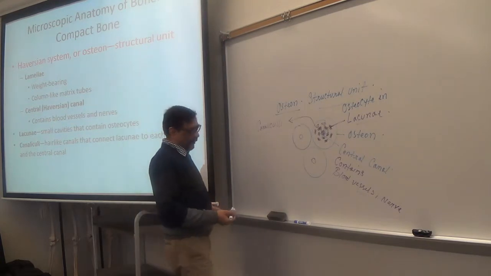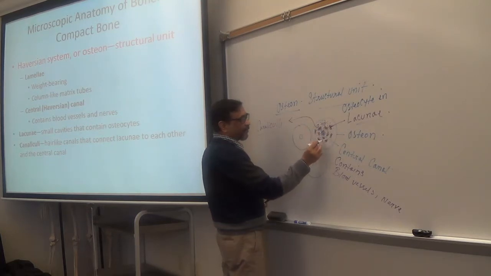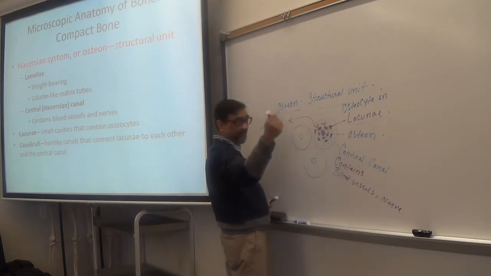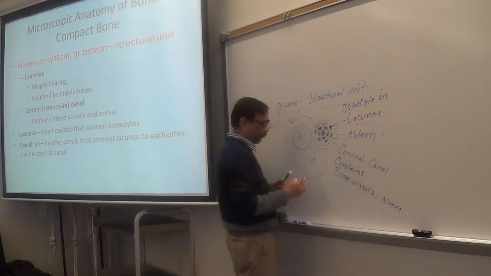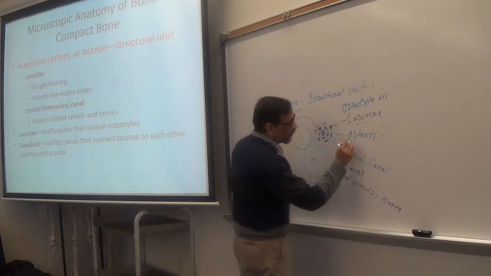Now the last thing, in between the lacunae, these spaces are filled with hard matrix of the bone that gives the stiff hardness of the bone. And this hard matrix of the bone is called lamella. So lamella is the hard matrix between the lacunae.